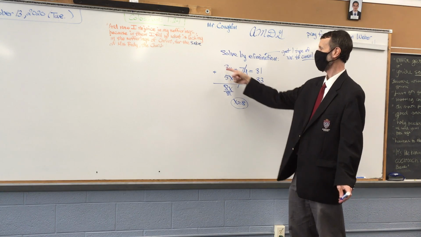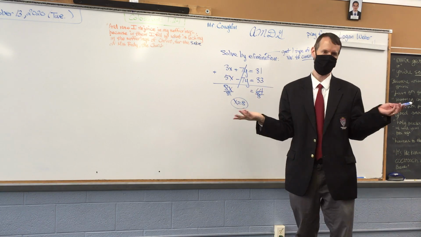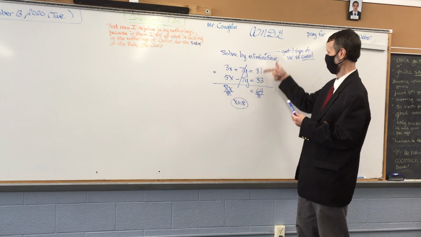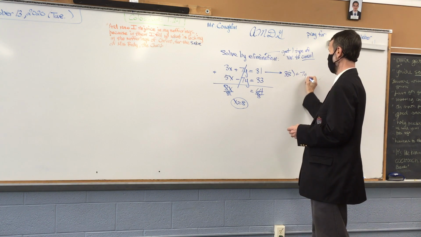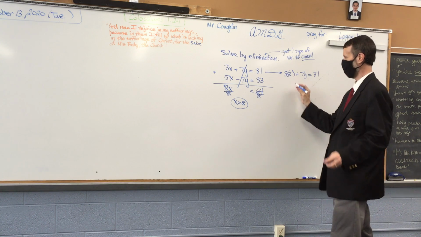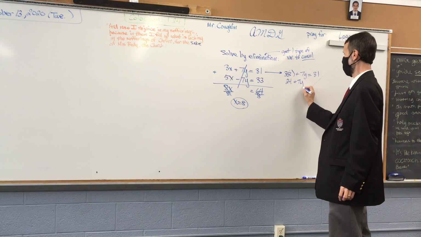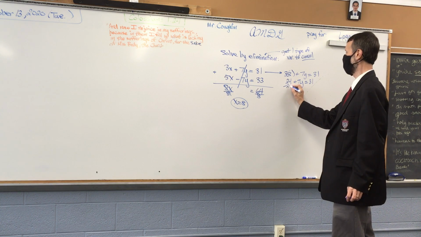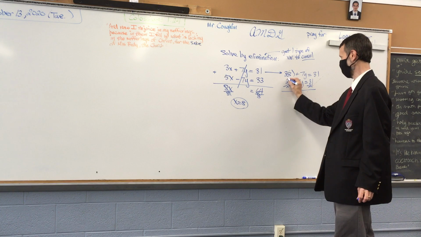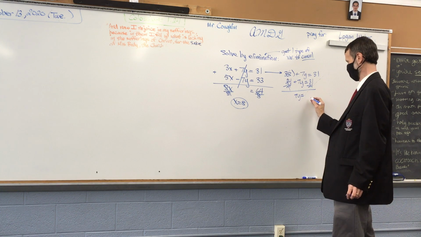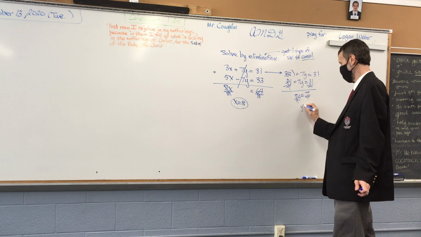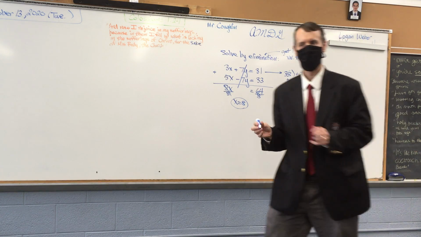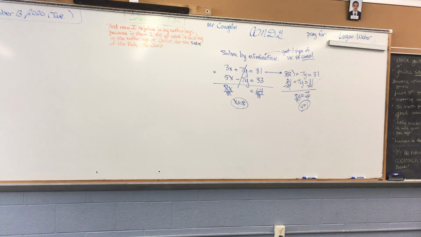I could plug it in the top or the bottom, anywhere there's an x. What's your favorite? Sure, got it. 3 times 8 plus 7y equals 31. Go ahead and do that. 24 plus 7y equals 31. Keep going. Subtract 24 because that's farthest away. Good. What do you have? 7. Merry Christmas. Exactly. Divide both sides by 7. y equals 1. Done. That's elimination.